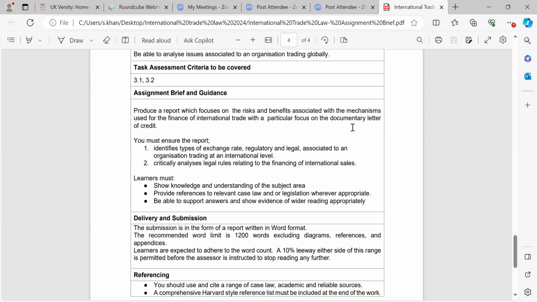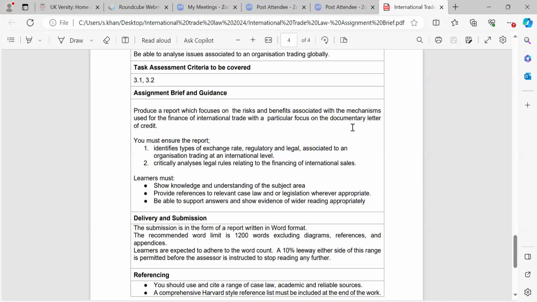So you must critically analyze. So there's 2 elements here. For the first one, you identify the types of exchange rates, regulatory and legal, associated to an organization trading at an international level. That must be the heading, and then it's task 3, and then that is the heading.